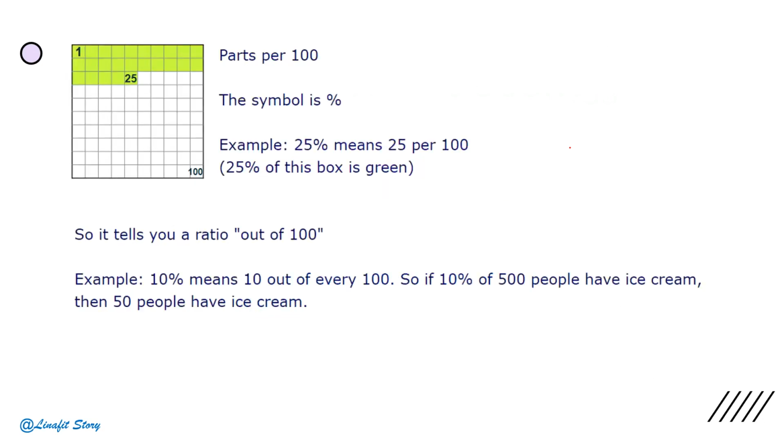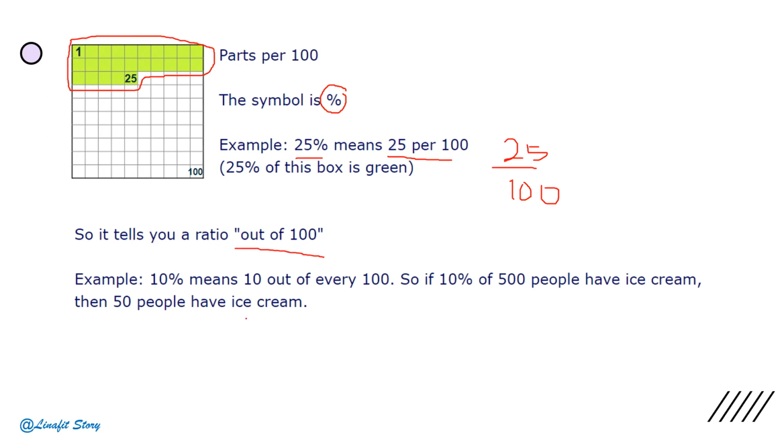For example here, parts per 100. Here's the symbol for percentage. For example, 25% means 25 out of 100. So 25% of this box is green. You may check over here: 25 out of 100 is green. So it tells you a ratio out of 100.